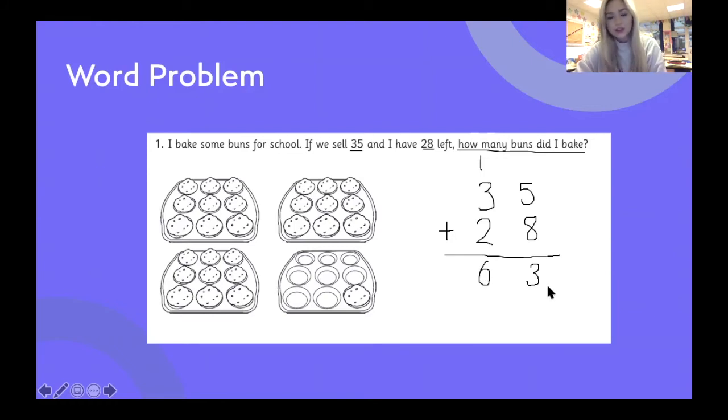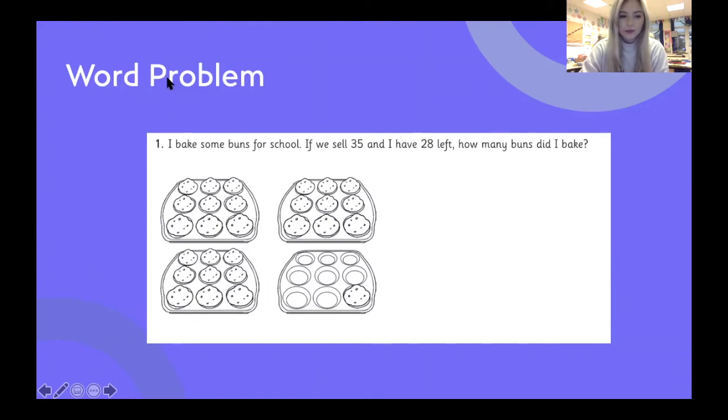We will have baked 63 buns. It doesn't matter that we sold 35 of them and I've only got 28 left. I know that altogether I baked 63 buns. Let's clear my drawings and we can move on to the next problem.